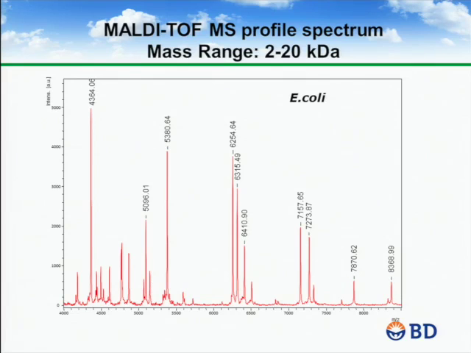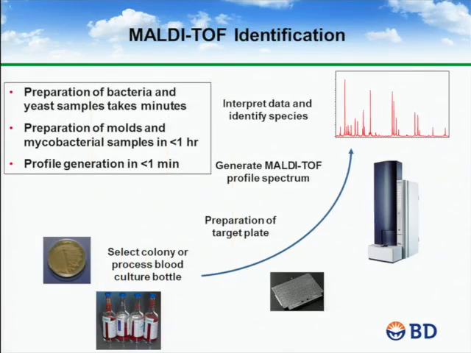Subtyping actually takes advantage of the other protein peaks that are present. To perform this in the clinical laboratory is really very simple. And just as an overview, to prepare a sample of bacteria or yeast for this analysis takes about 1 minute. It's very fast. For molds and mycobacteria, it takes longer. I'll explain why in a second, but generally it's less than 1 hour, and then the profiles themselves can be generated in about 1, 2, 3 minutes. So the procedure is much faster than any procedure that was used before.